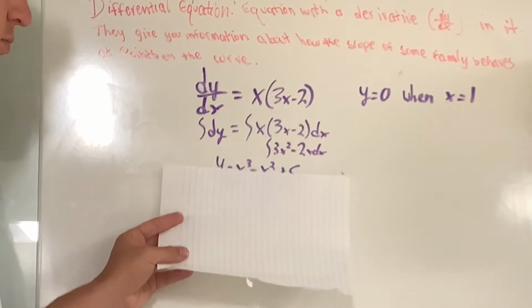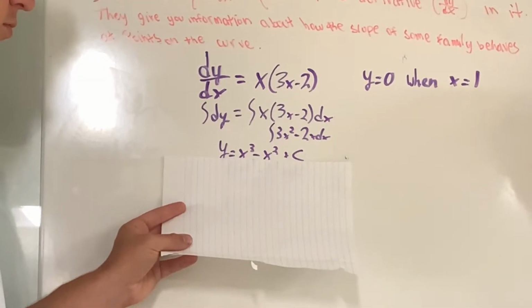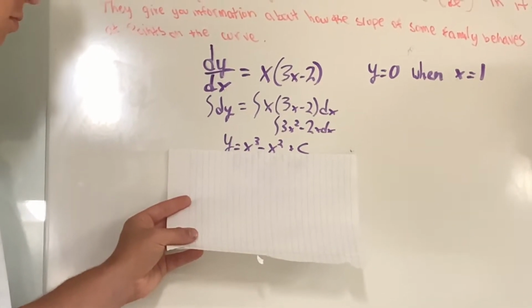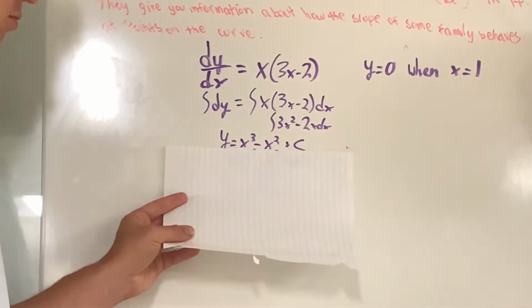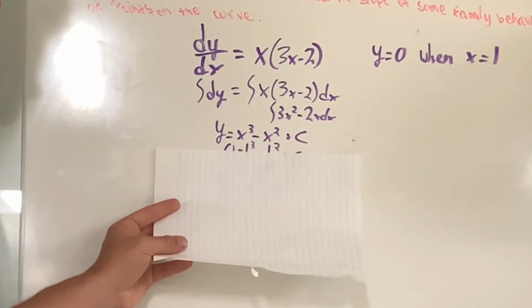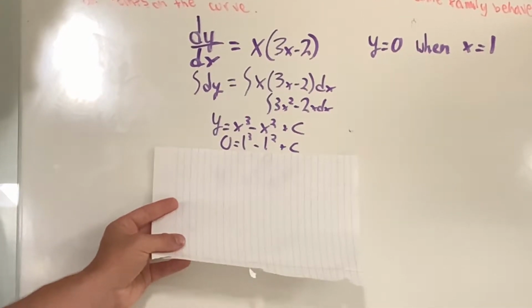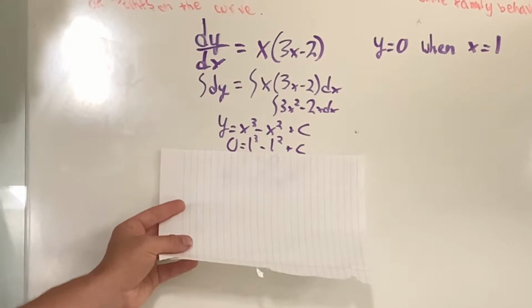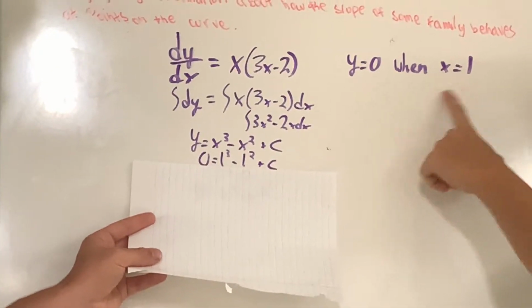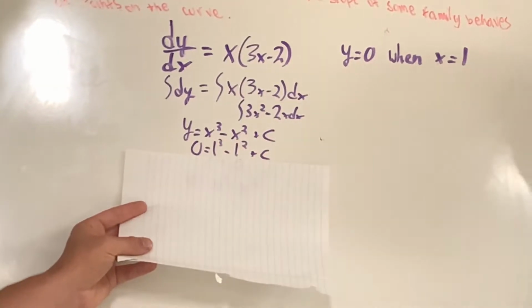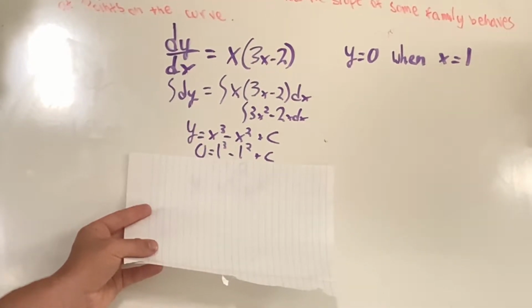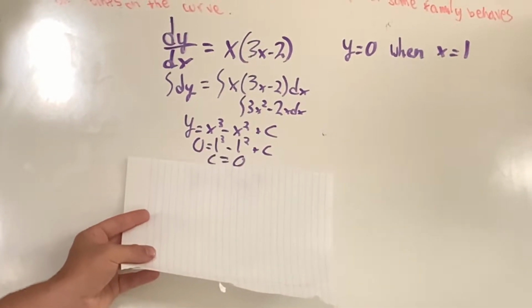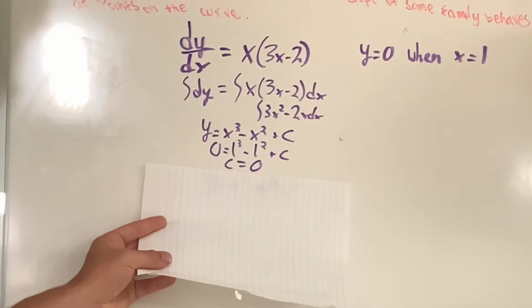Once you take the integral of that, you get x cubed minus x squared plus c. And the integral of dy is y. To go to the next step, you have to figure out what c is to get your final equation. So you plug in y equals 0 and x equals 1, which gives you 0 equals 1 cubed minus 1 squared plus c. The ones cancel out and you're left with c equals 0.